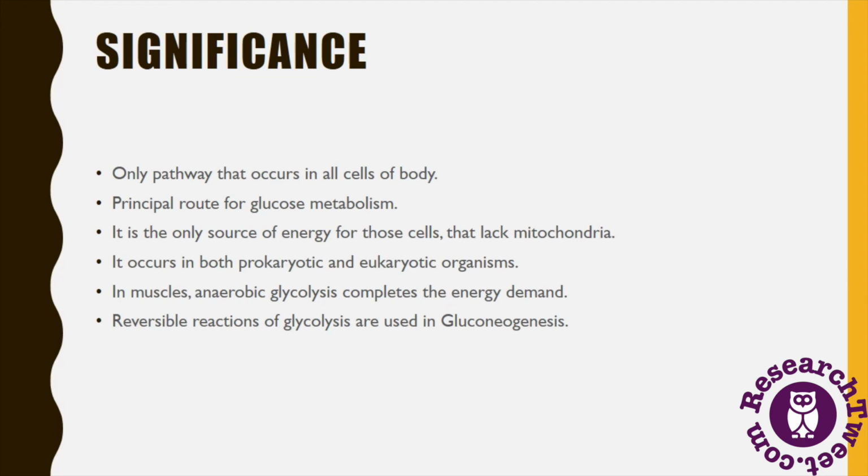lack mitochondria, because cells which lack mitochondria, like human erythrocytes, cornea and retina, do not have any double membrane bound organelle, and they also do not perform the electron transport chain. That's why glycolysis is the only pathway for those cells to meet their requirements for ATP. Glycolysis occurs in both prokaryotic and eukaryotic organisms, and in muscles, anaerobic glycolysis completes the energy demand.